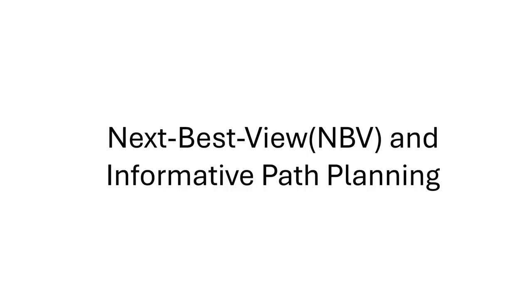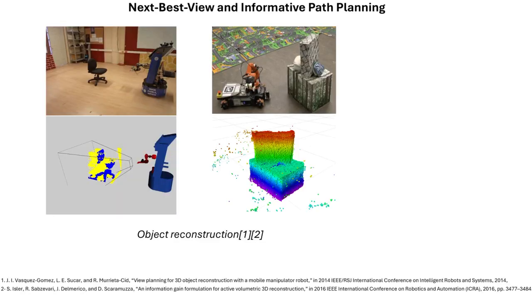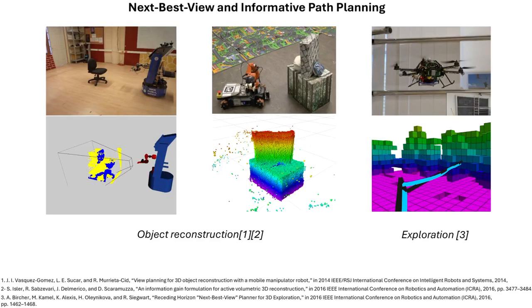Autonomous mobile robots have achieved significant success in real-world applications such as object reconstruction and environment exploration. In these applications, it is crucial to identify the most informative view for taking measurements, which is known as the next best view problem, and an informative path to reach the selected view.